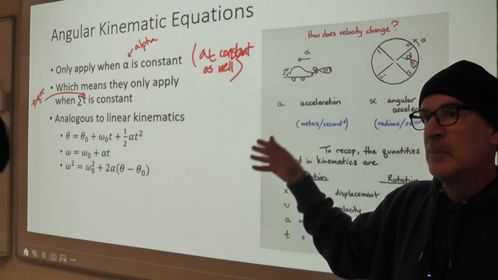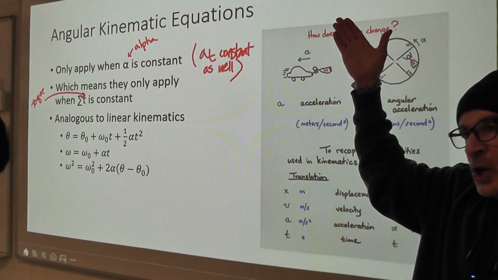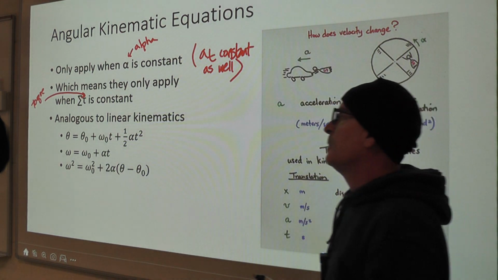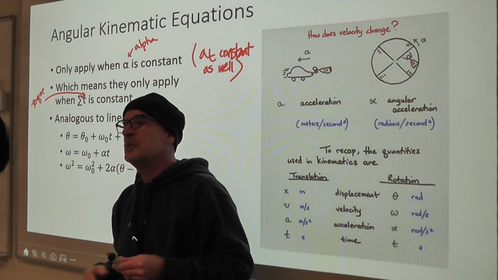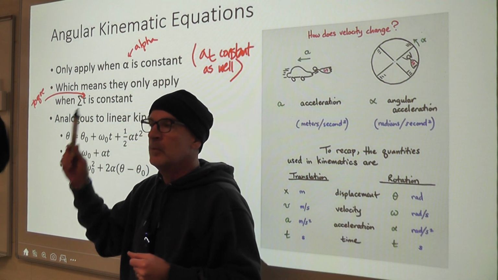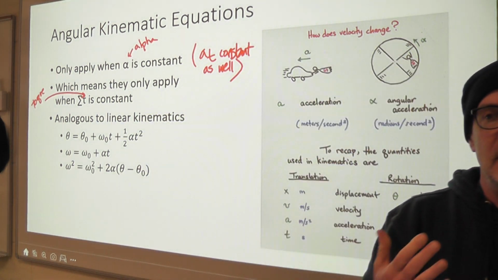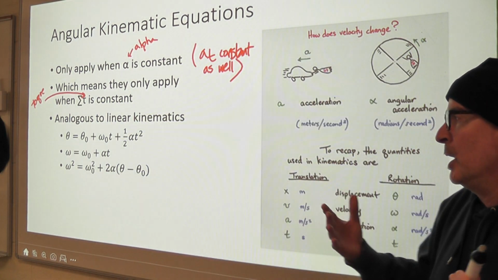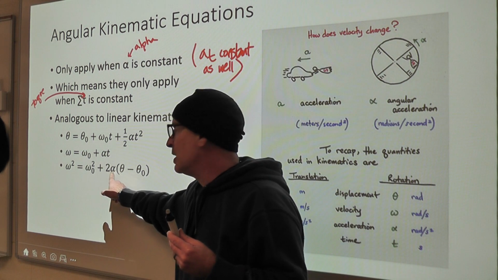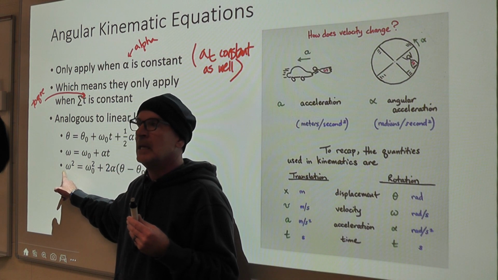You can use the same solver. When you use the solver, the trick is you either use it all with linear quantities, meters per second squared, or all with angular quantities, radians per second squared. You can't mix and match. I can't put a linear acceleration in here and expect to get an angular velocity out of it.